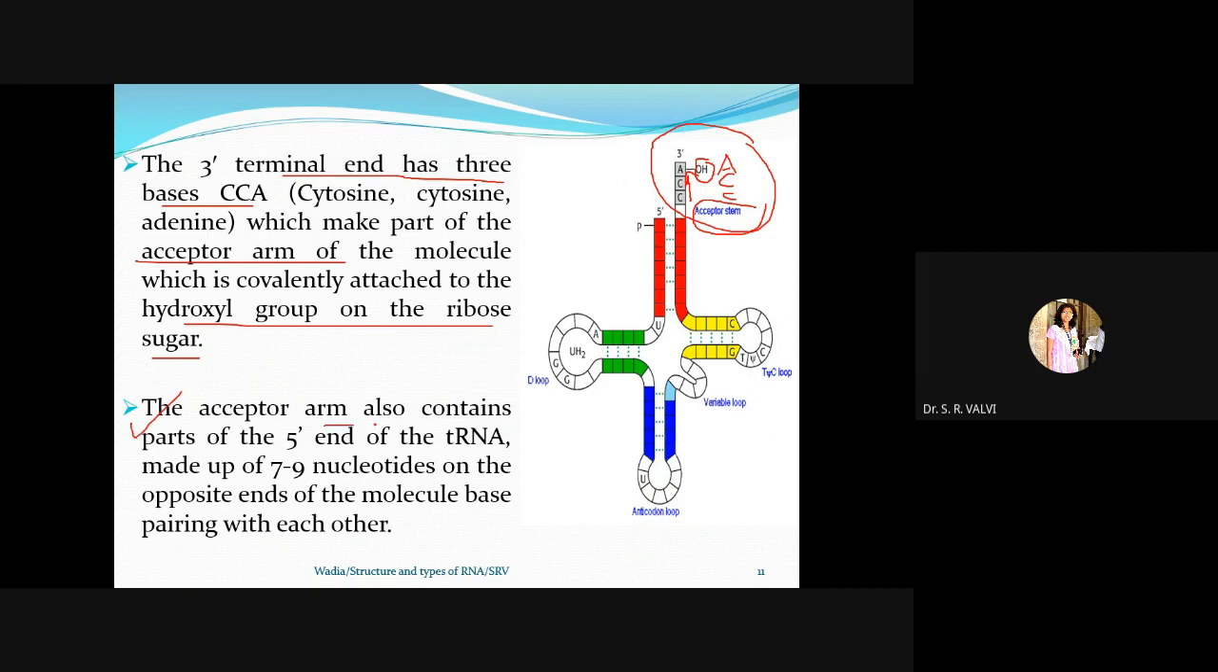See the next. This acceptor arm also contains the parts of the 5' end of tRNA made up of 7 to 9 nucleotides. So suppose you can count this particular part. It is made up of 7 to 9 nucleotides, right? On the opposite end of the molecule, they are base pairing with each other. Whatever the red part you are observing, they are making base pairs with each other. The 3' end and 5' end are making the base pairing.